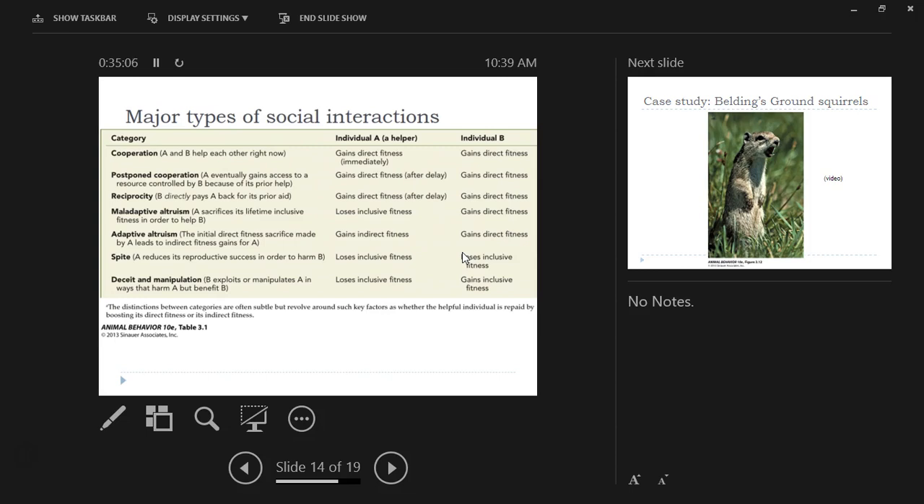So different kinds of social interactions. There are many different kinds of mutual benefits that you get. Mutually beneficial behavior can involve straight up cooperation, where both individuals gain direct fitness immediately. You can also have postponed cooperation, where an individual, by helping, will get direct fitness from that, but they do it later. This is like inheritance, or some other example where you're paying a cost now, but you'll get some benefit for that later on.